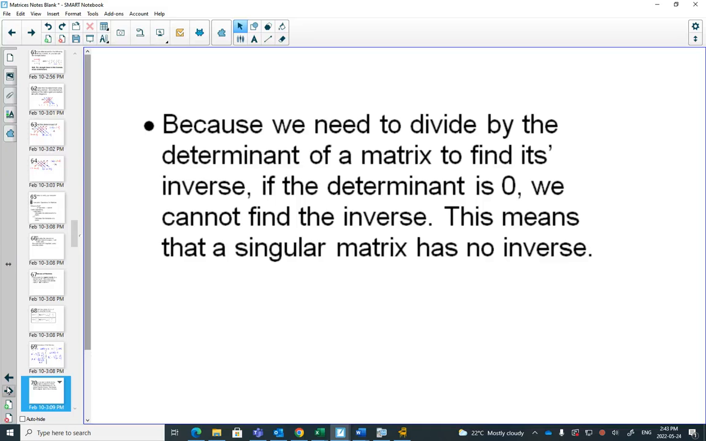So again, here's this explanation. Because you have to divide by your determinant, it can't be equal to 0. So a singular matrix has no inverse. You're multiplying by a scalar there. You're multiplying by a fraction, not dividing.